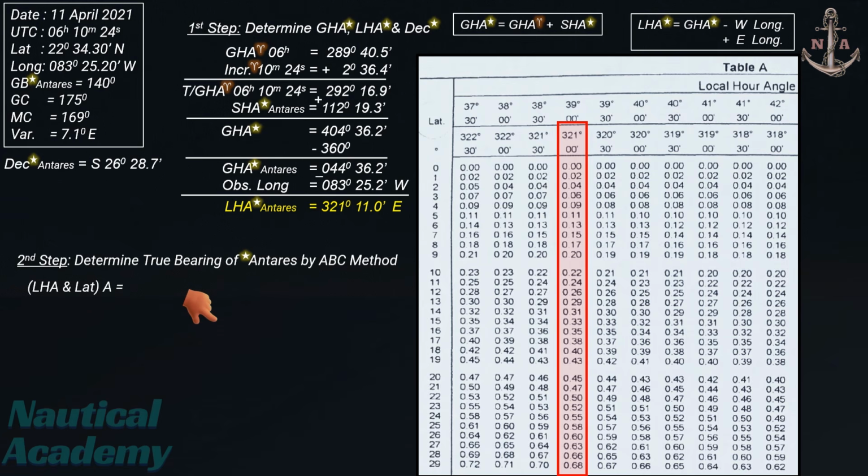Now, the observer's latitude is 22 degrees 34.3 minutes. Again, we take the nearest tabulated value, which is 23 degrees. The corresponding value of A is 0.52.